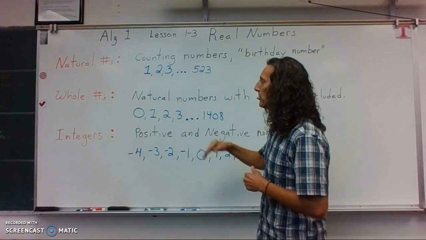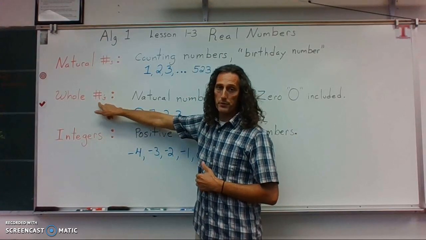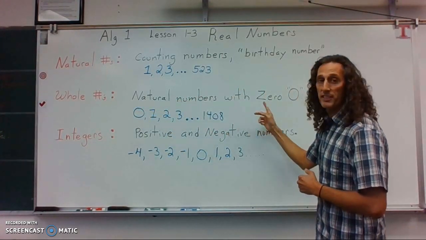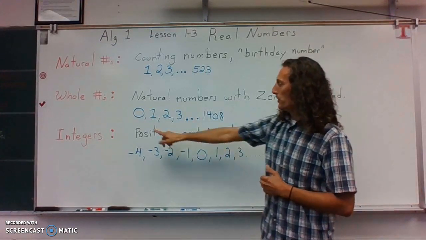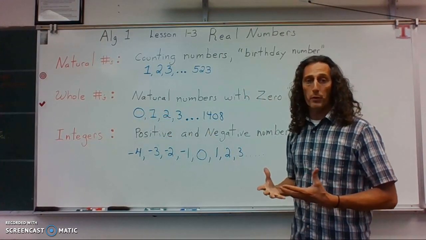So that brings us to our next category. So we have whole numbers, and it's basically the natural numbers, but with 0. So there's my 0, 1, 2, 3, and that's basically whole numbers, okay?